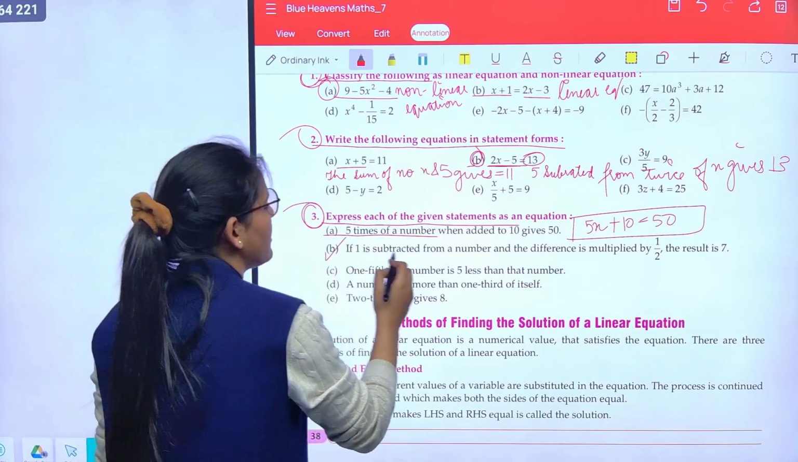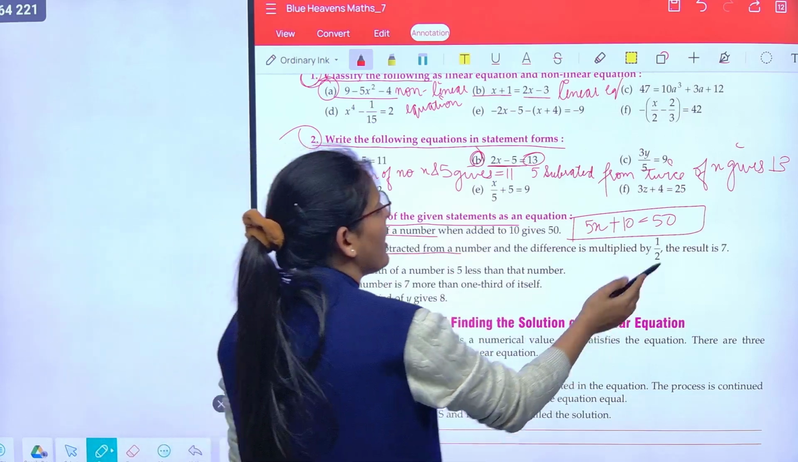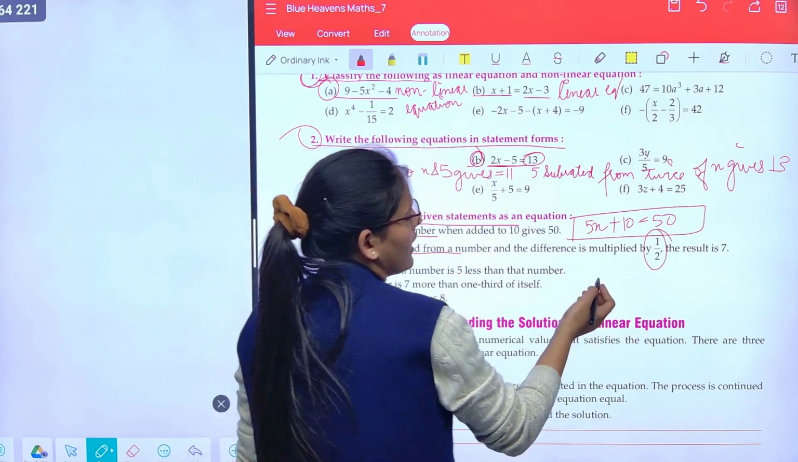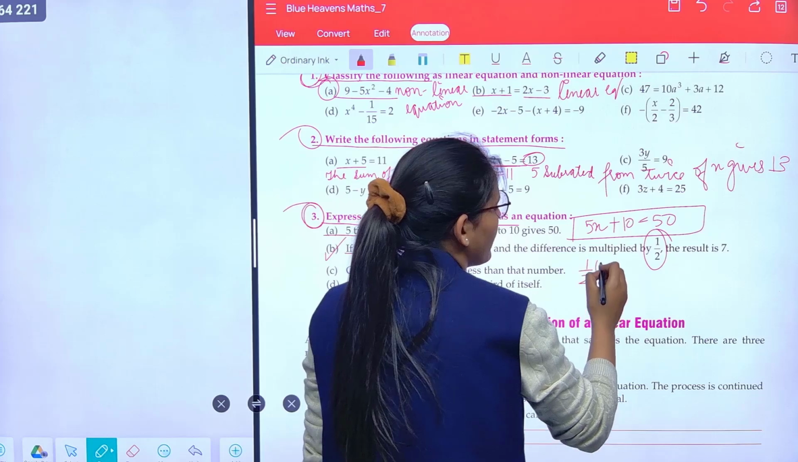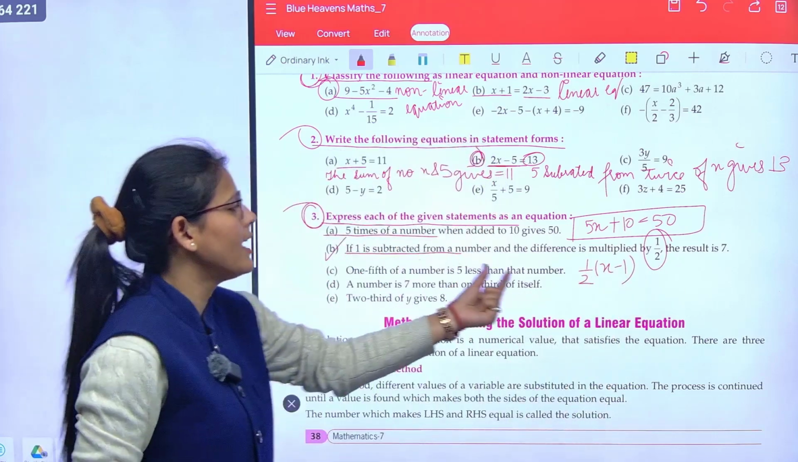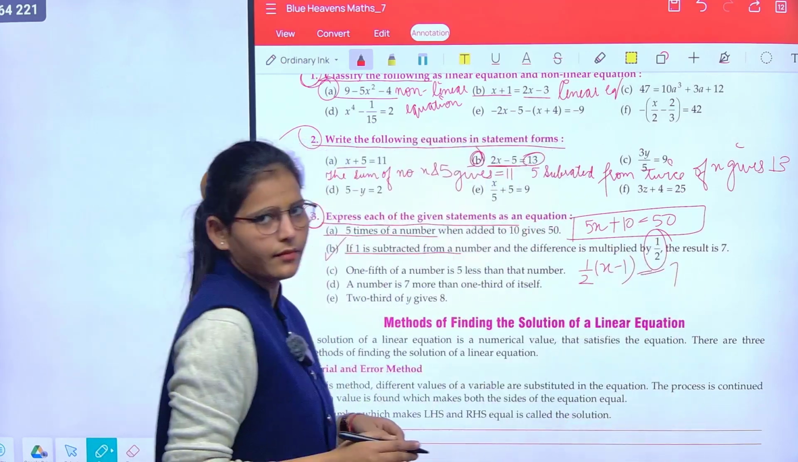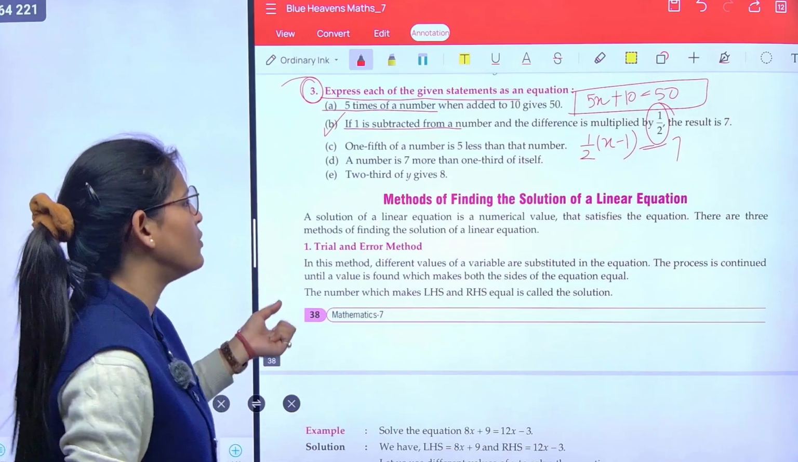Now if 1 is subtracted from a number and the difference is multiplied by 1 by 2. Class, what do we have to do with the difference? Multiply by 1 by 2. The number we take as x and we have separated 1. So what is our result, class? 7. Understand class? Rest of the parts do yourself.